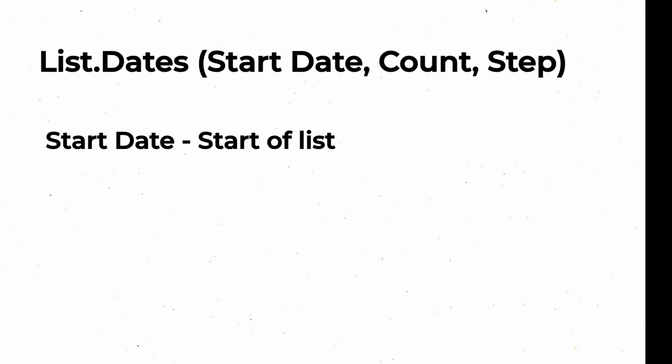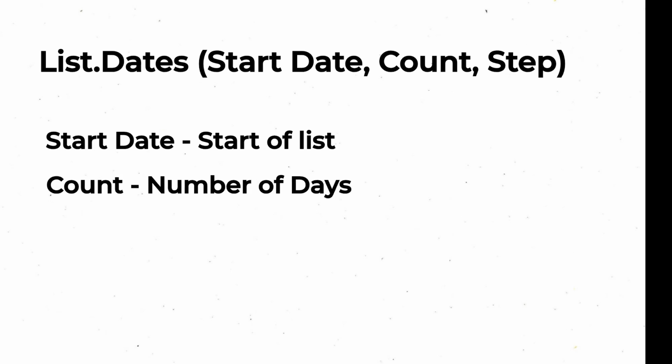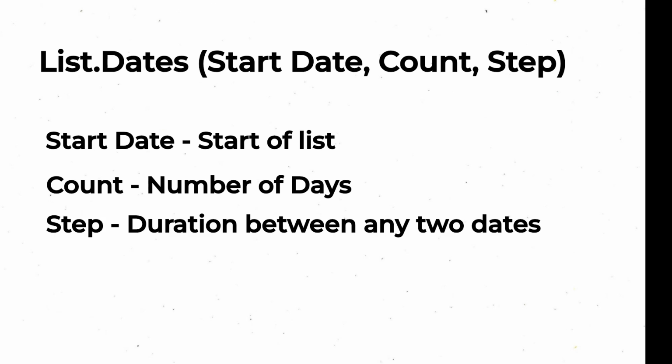The List.Dates function takes three arguments: a start date, count, and step. Start date is the date we want the list to begin with. Count is the number of days we want the list to be generated for. And step is the duration between two dates in the list. Please note, you will need to use the #duration function to specify your duration.